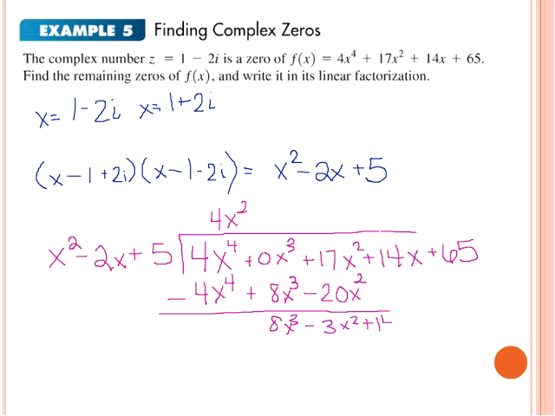Bring down the 14x. And then it starts over. x squared times what is 8x cubed? Is that going to be my 8x there? Yeah? Okay, so then we'll go ahead, multiply through again.